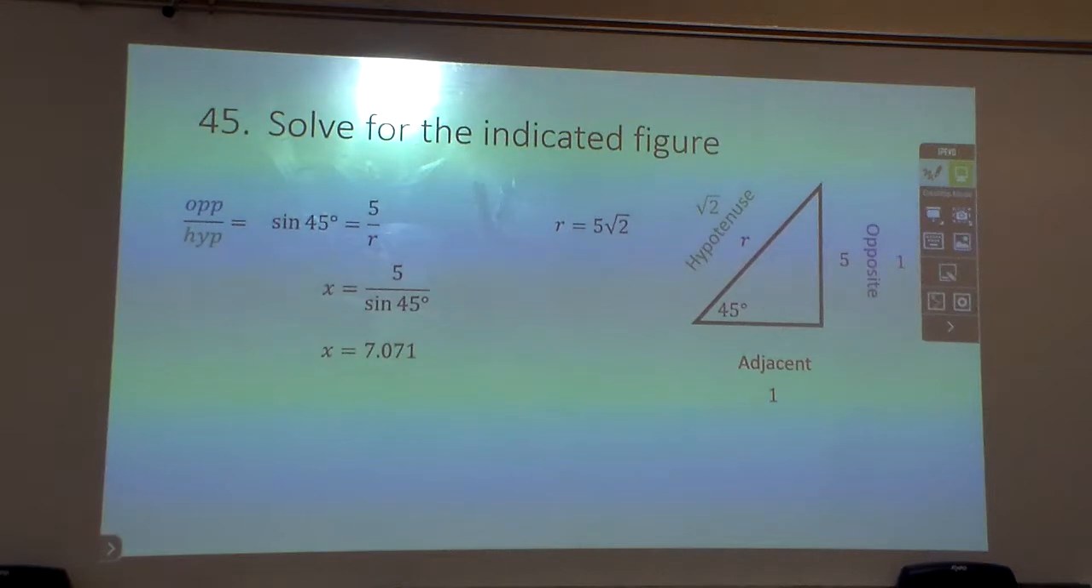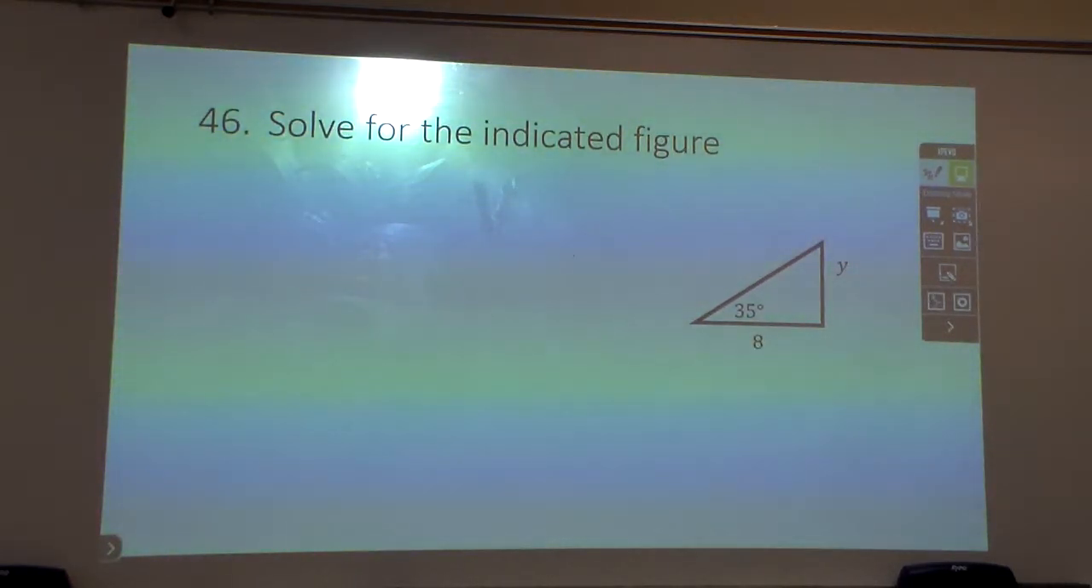I will take either one. I like the 5 square roots of 2 better, but I don't think I put exact on the test. If I put exact, then you have to have 5 square roots of 2. If I didn't, then you can put the decimal or that one. And I think there's one more like that.